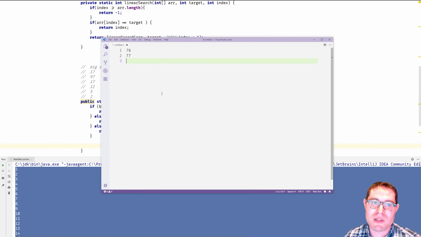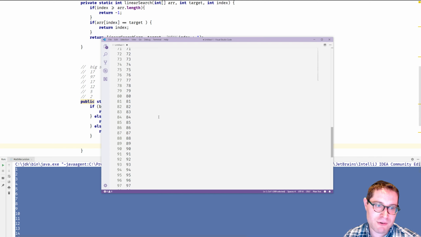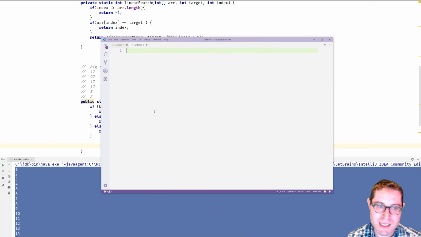So what does this have to do with logarithms or logarithmic runtime and binary search in general? Well, this exact same process is how it's going to work in binary search, and this is an example of a logarithmic algorithm. So let's just get it out of the way: what a logarithmic algorithm is. O log of n.